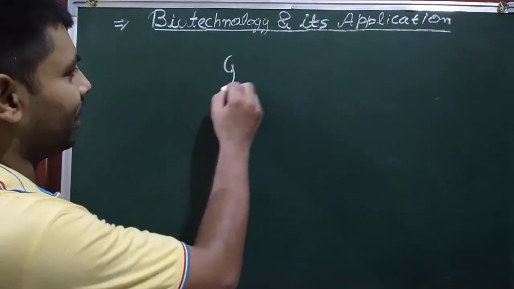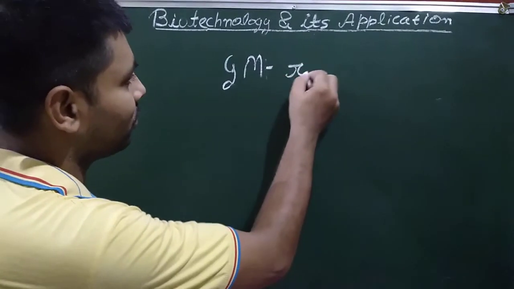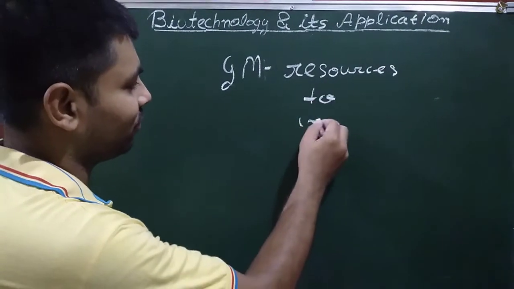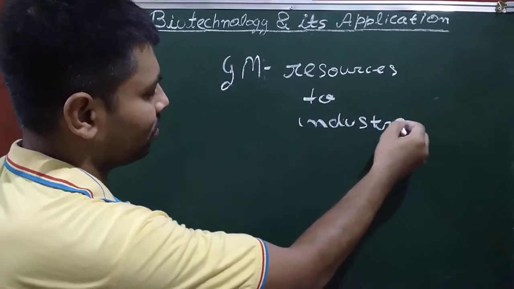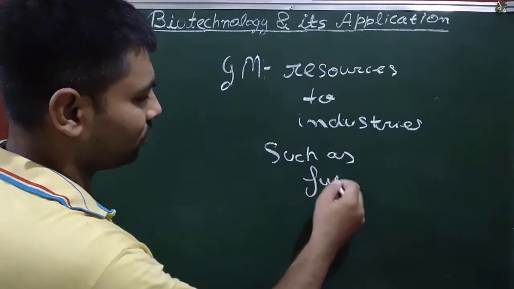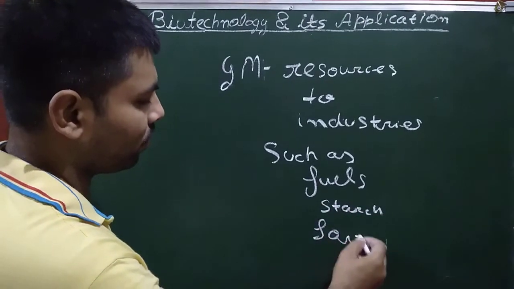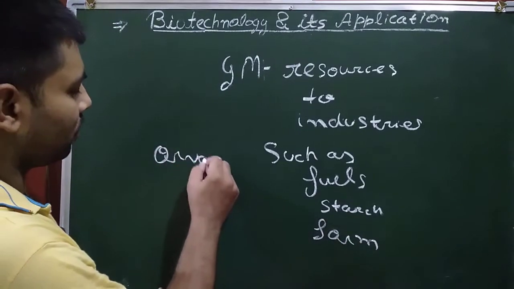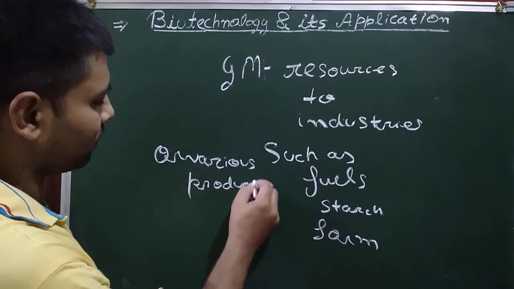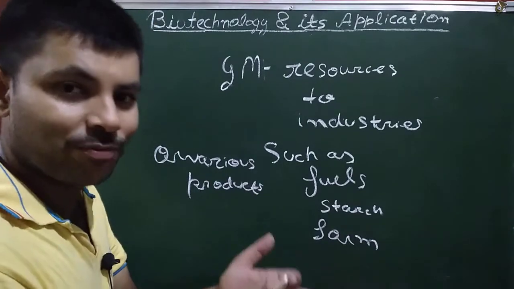Now see, genetically modified organisms basically supply or provide resources to industries, such as fuels, starch forms, or various products which are used in the industries, because they help to develop things which may be helpful in the field.